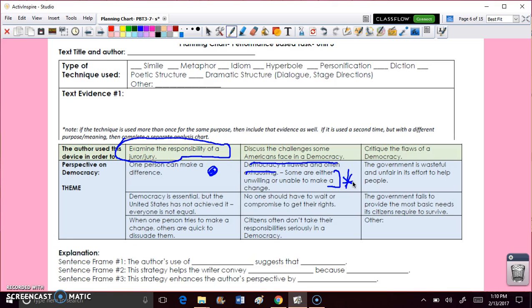But we can say that in 12 Angry Men, we also see that when one person tries to make a change, others are quick to dissuade them. All the people who fight against 8th juror really show this perspective. And also that citizens often don't take their responsibilities seriously in a democracy. We can definitely see that in 12 Angry Men.